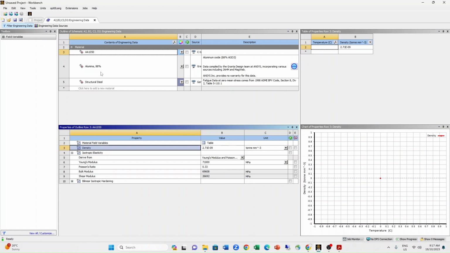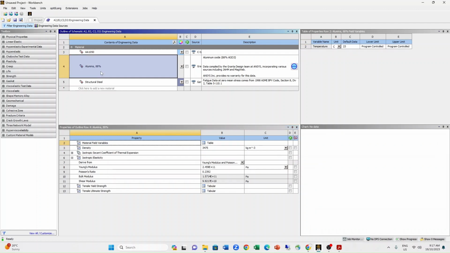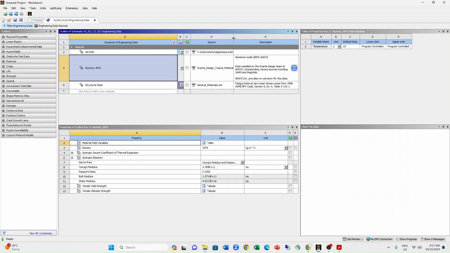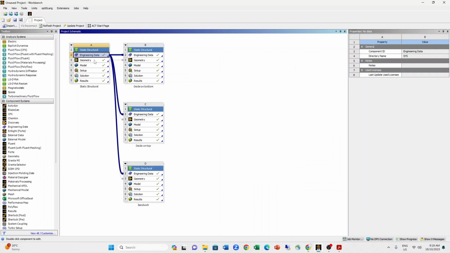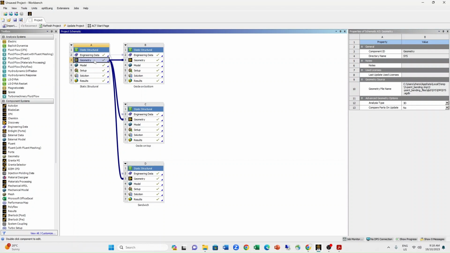And for alumina, that is aluminium oxide, this is obtained from Granta, from Granta Design typical material. So we are just going to use that one. And the next step is to set up the geometry.